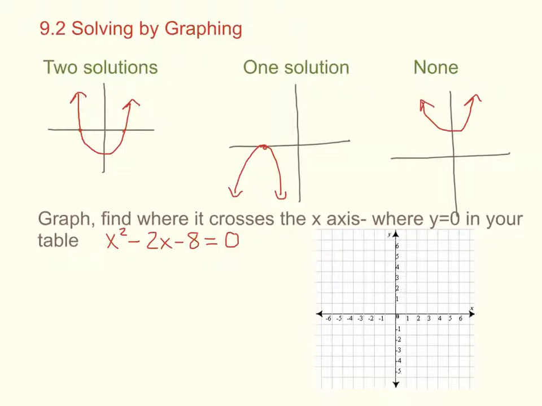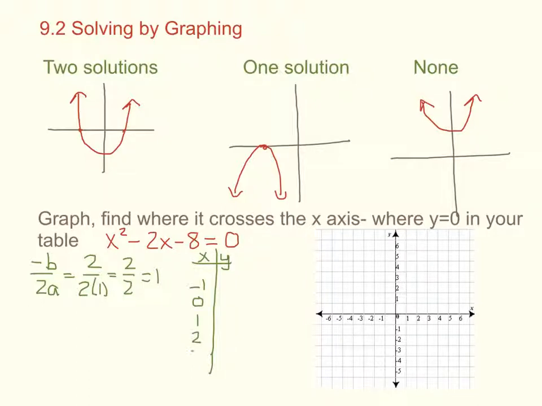So if I do that, negative b over 2a, I'm going to have the opposite of negative 2, which would be positive 2. The number I'm assuming is in front of the squared term is 1. So I have 2 over 2, which is 1. So now I'm going to go ahead and make my table. That means that 1 is going to be the middle number in my table. I'm going to leave a little bit of space in case I have to add numbers. So I might pick 0 and negative 1. I might pick 2 and 3.